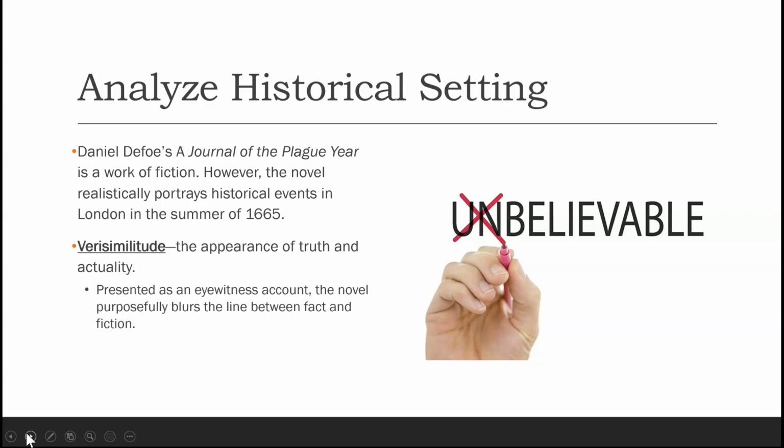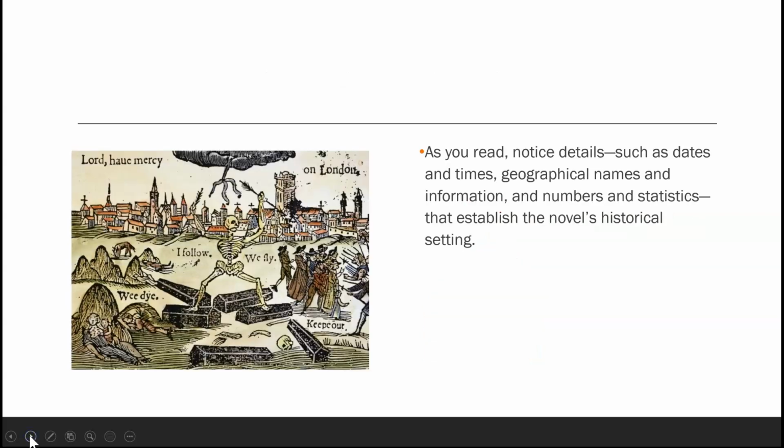The text is presented as an eyewitness account. The novel purposely blurs the line between fact and fiction. So there are many things that are written that are true, but there are also many that are stretches of the truth or small lies. As you read, notice details such as dates and times, geographical names and information, and numbers and statistics that establish the novel's historical setting. Specific locations are mentioned, and we'll talk about what effect that has for us as the reader as we actually get into this text.